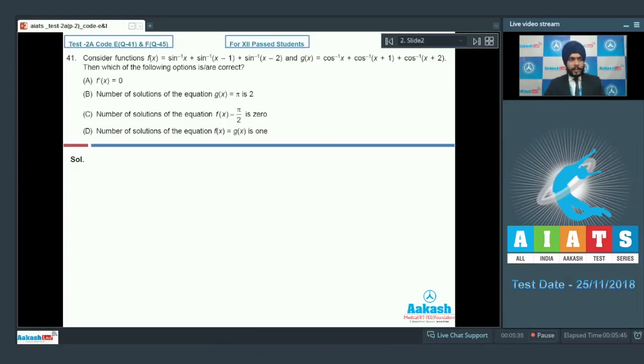So this test was held on 25th of November 2018 and let us begin with the solution discussion with question number 41. This question says that consider the functions f(x) = sin inverse x + sin inverse (x minus 1) + sin inverse (x minus 2), g(x) = cos inverse x + cos inverse (x plus 1) + cos inverse (x plus 2). Then which of the following options are correct?